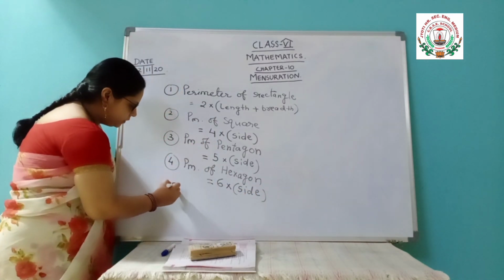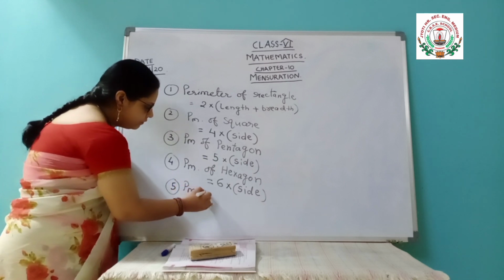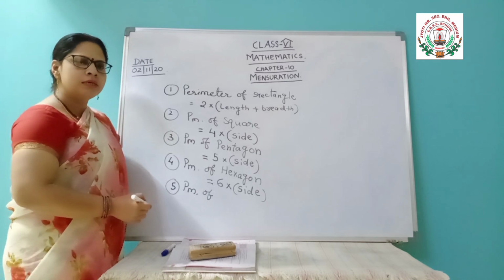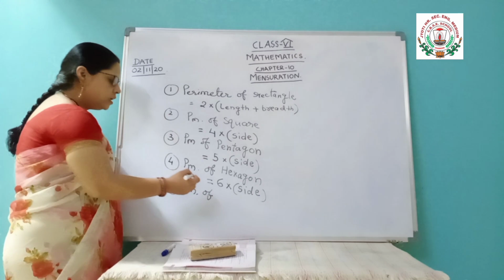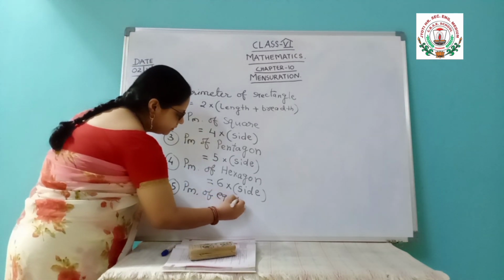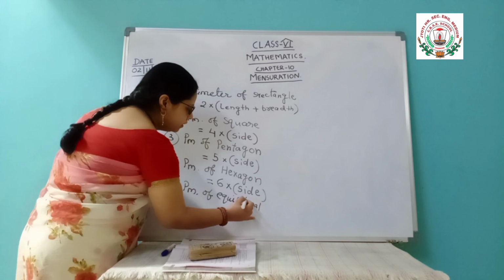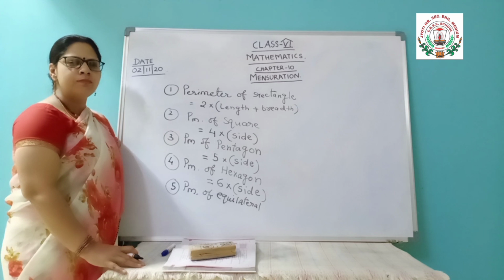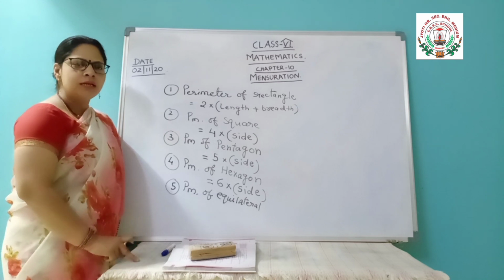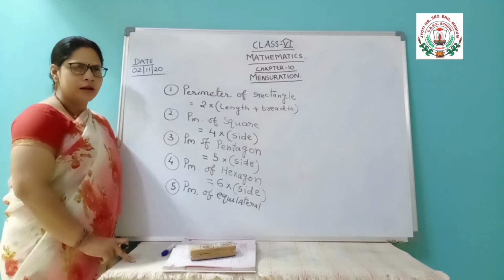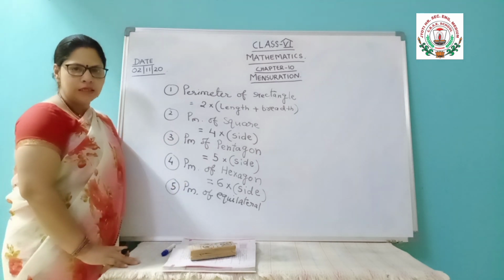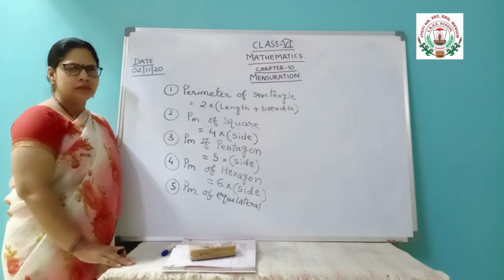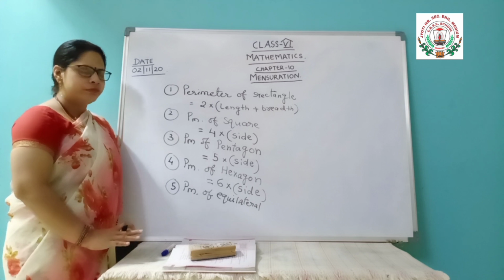Then one we have left in between, that is the perimeter of which kind of triangle has all the sides equal? The name of that triangle is equilateral triangle. All types of triangles do not have equal side lengths. There are different types of triangles: isosceles triangle, scalene triangle and equilateral triangle. Equilateral triangle has all the sides equal. Isosceles triangle, only 2 sides are equal. And scalene triangle, none of the sides are equal. Means all the sides are of different length.